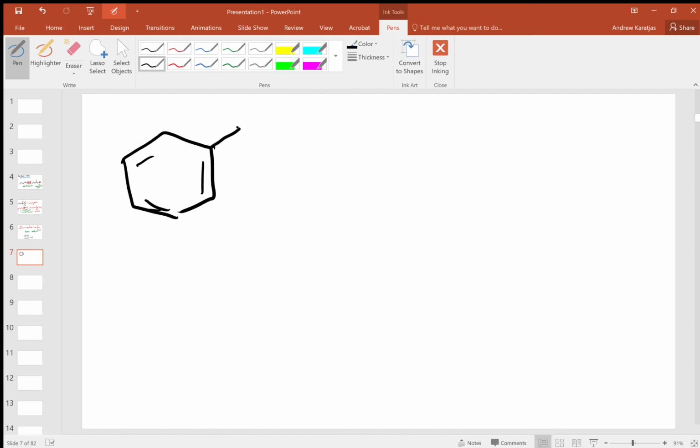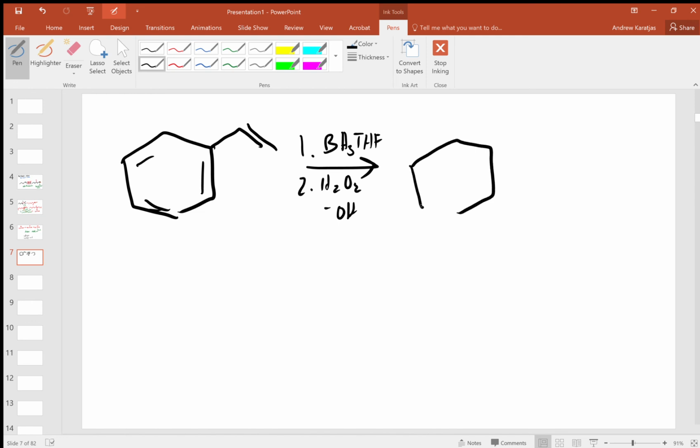So here at this example, we start with styrene. And in styrene, there's just the one alkene. And so the alcohol ends up, as we've said, on the less substituted carbon. And that's going to be true for any alkene that we use.